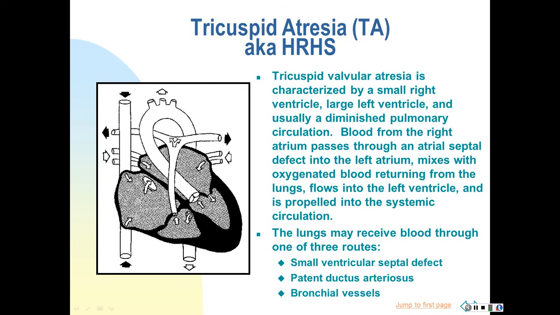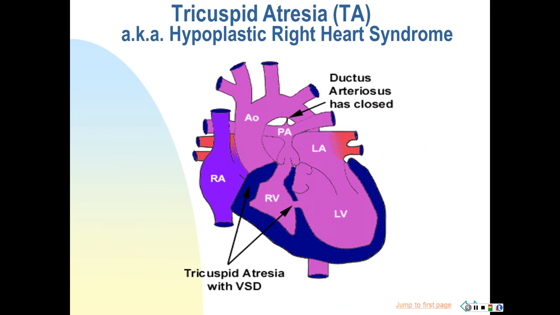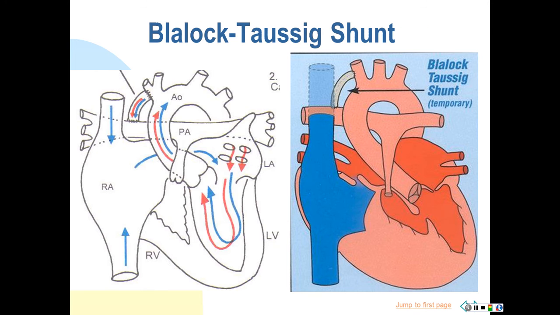Now in this drawing, the right ventricle still has some decent size because of the VSD. You can also have tricuspid atresia without a VSD. Here's another one with a VSD. I'm not sure I have a drawing without it. Nope, it doesn't appear that I do. Actually, I think this one is over here on the left.